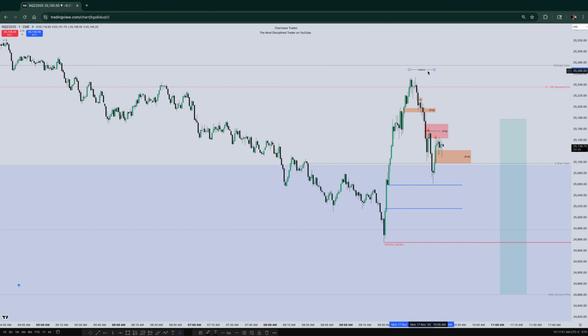$10 a.m. macro. And then I have 3 partials set inside this imbalance. So I'm short 6 contracts total, hypothetically.